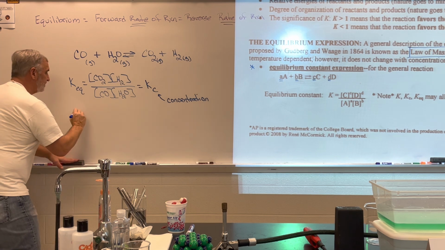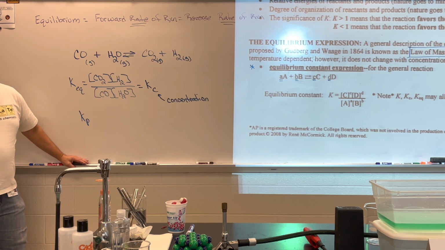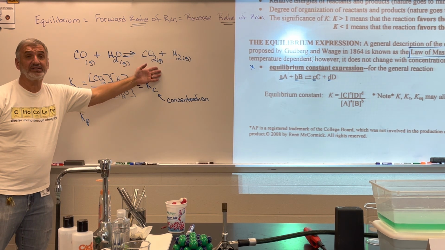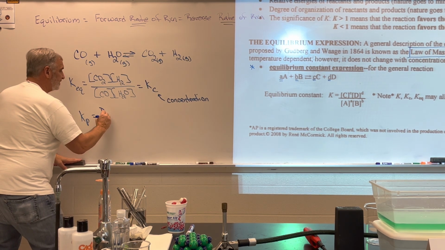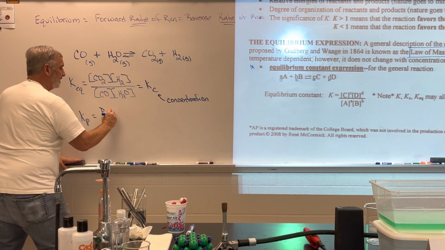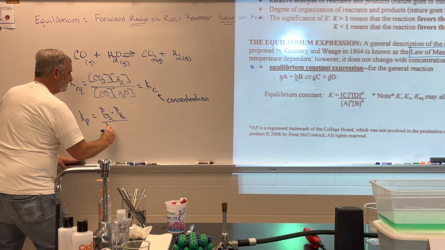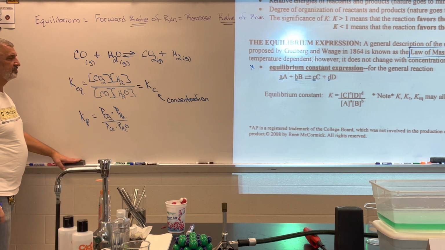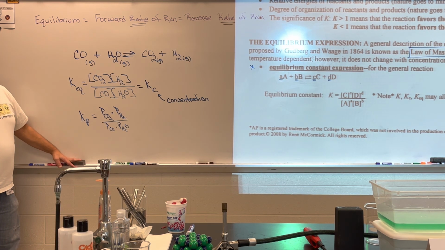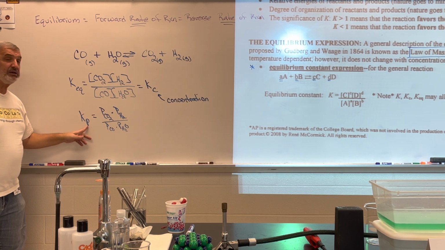Now, I could also do it in terms of Kp. What do you think P stands for? Pressure. I could put the units in terms of pressure. Since this is an all gas equilibrium, I can say that Kp is going to equal the partial pressure of the CO2 times the pressure of the hydrogen divided by the pressure of the CO times the pressure of the H2O. Now obviously, Kc is measured in terms of molarity. Kp is going to be measured in pressure.